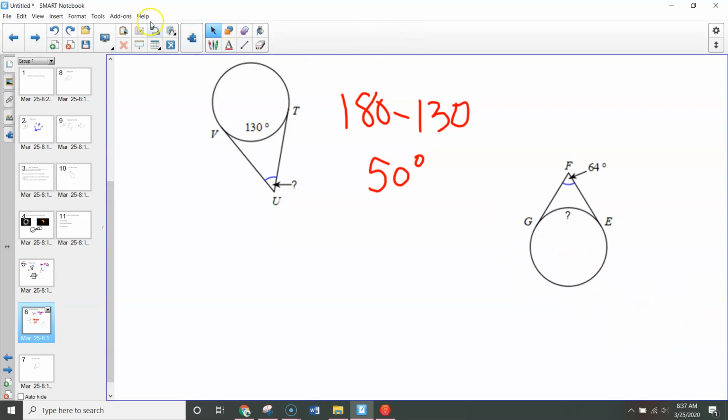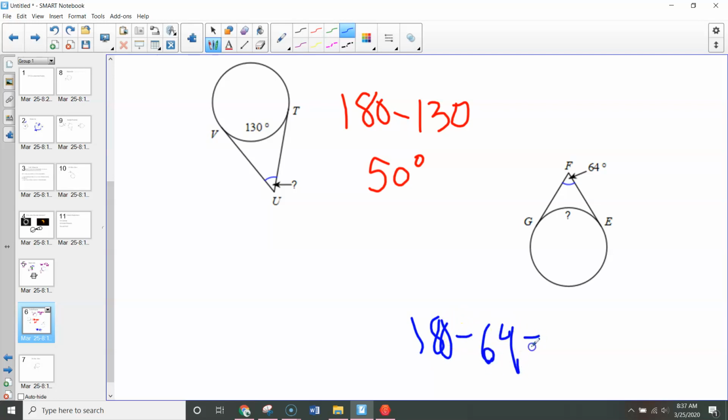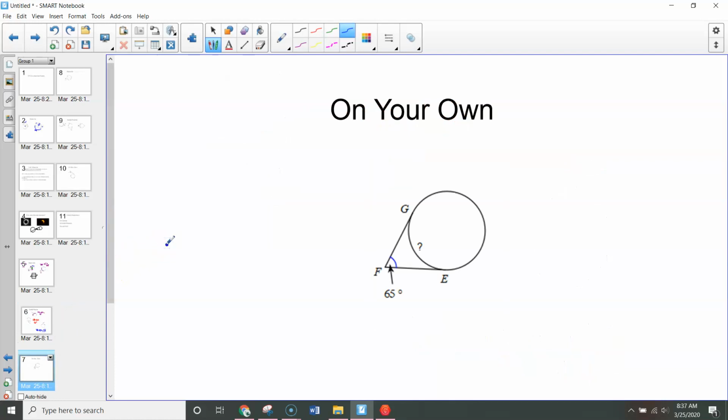Okay, let's do this one. So once again, what number do I start out with? Good, I start with 180. What number do I subtract? Perfect, I subtract 64. And this gives me 180 minus 64, 116. Okay. Do this one on your own, and then press play once you have your answer. Okay, you should get 115 degrees. Hopefully this is making sense to you.